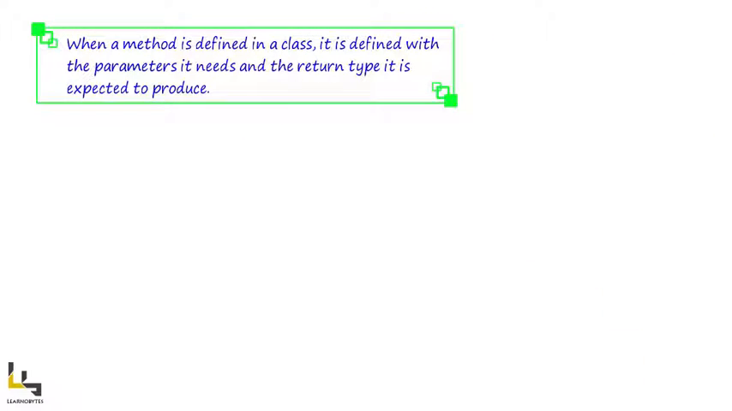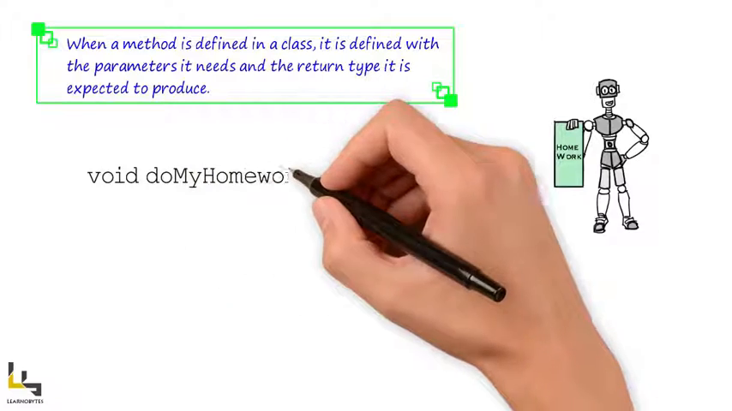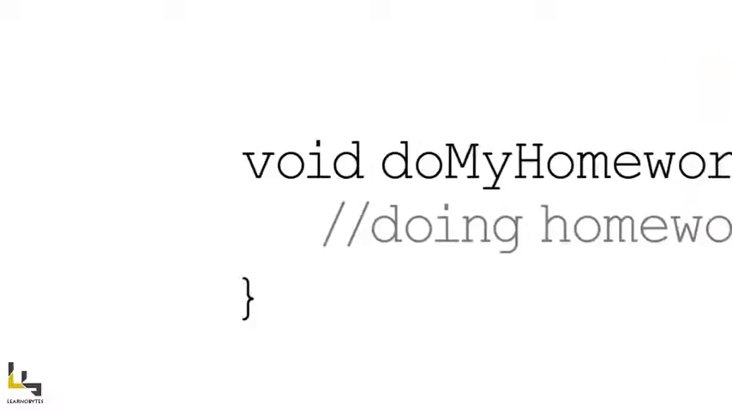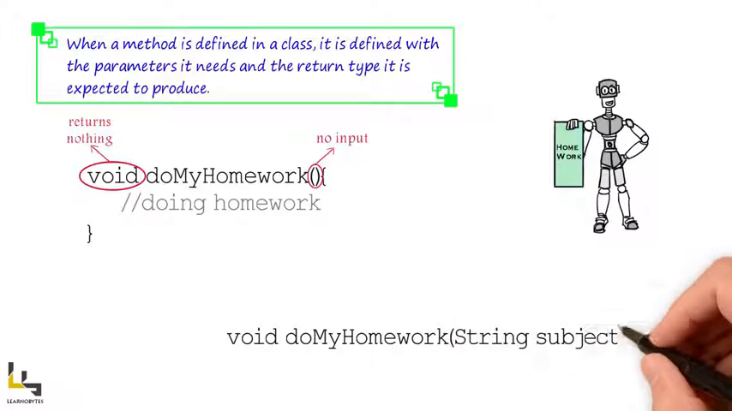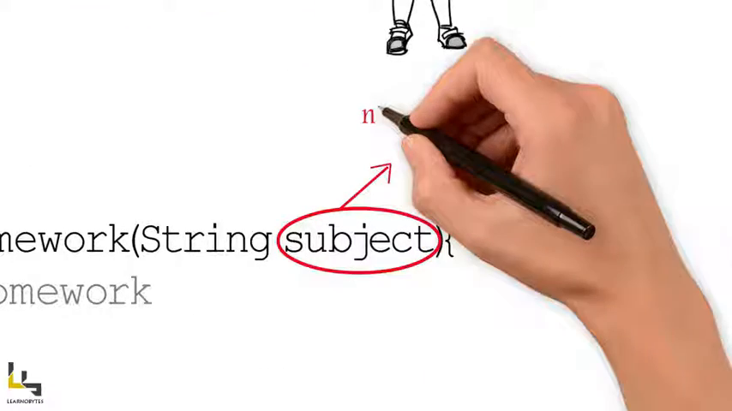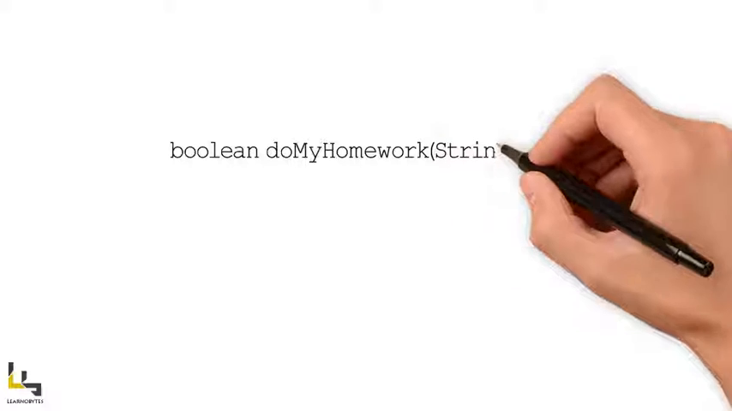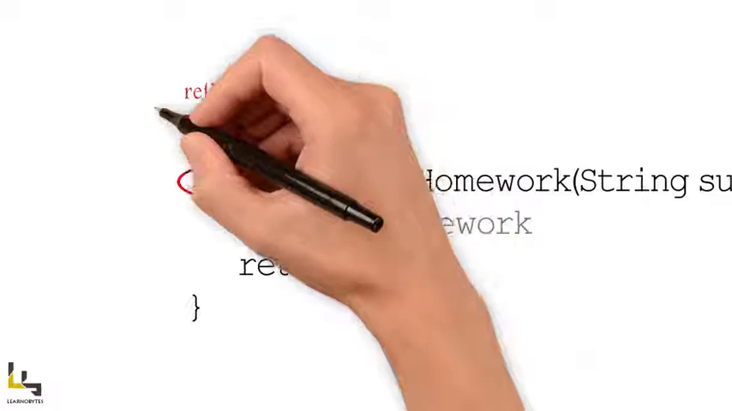When a method is defined in a class, it is defined with the parameters it needs and the return type it is expected to produce. For example, here we are defining a robot class, having a method do my homework that does not need input and does not produce an output. This method needs an input for the subject name it has to do homework for. This method produces an output of true or false depending on whether it was able to complete the homework.